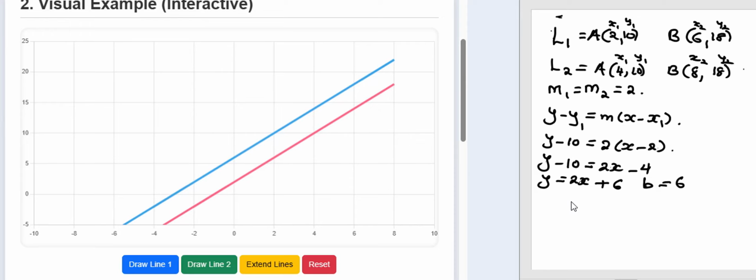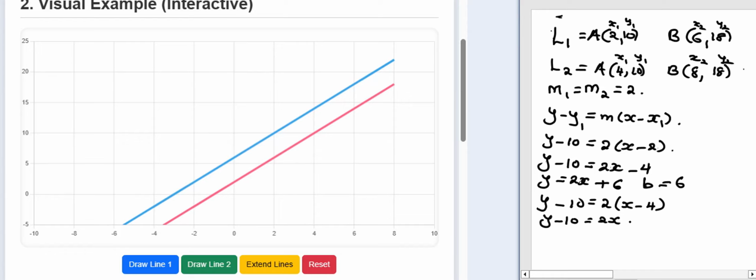Can we do the same on the second line? The process is the same, the equation is the same. So I'll take y minus y1, but now for line 2, which is 10 still, 10 is equal to m, which is 2, into brackets, x minus x1, which is 4. So it becomes y minus 10 is equal to 2x minus 8.